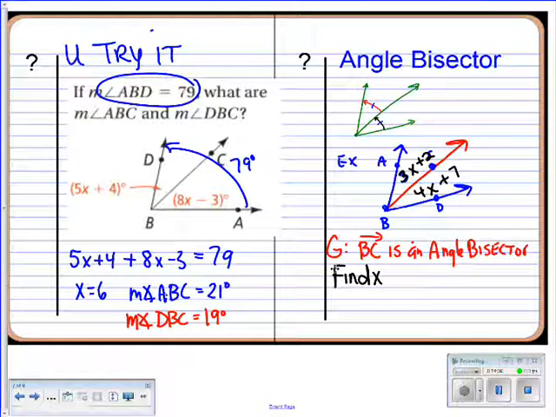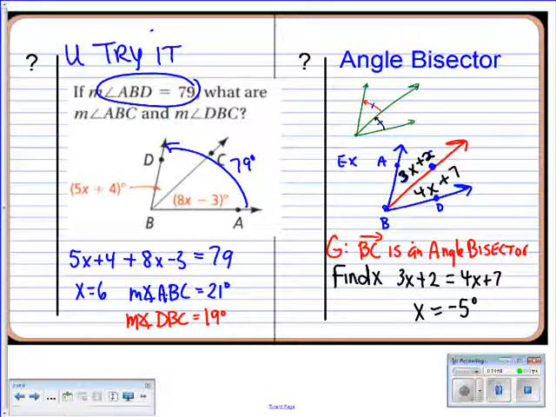Okay? So you're going to have to write an equation. Those two angles, those two smaller angles are congruent, right? So just like when segments are congruent, we can set the two expressions equal to each other. Put me on pause and see if you can set up the equation and solve. Okay, if you did your math right, you got a -5 on there.